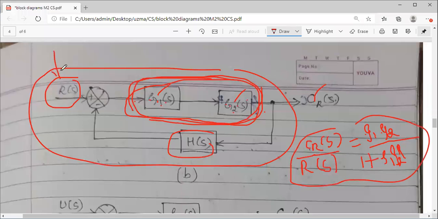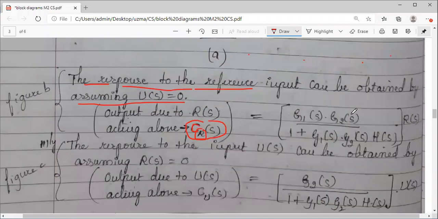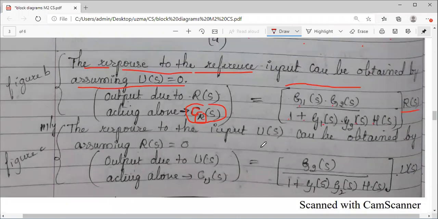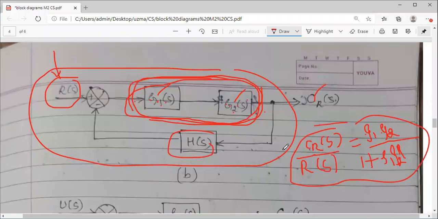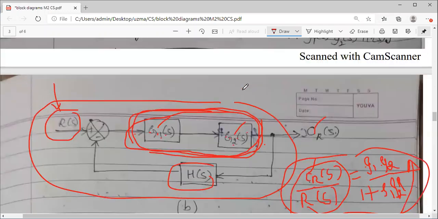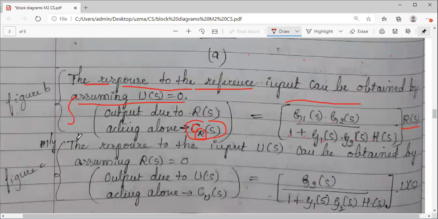When you take only R of S, I'm not considering U of S. This is the first-time analysis. So I've written that your output CR of S is equal to G1 into G2 divided by 1 plus G1 G2 into H, times R of S. I have taken R of S here in the sense that from this ratio you can keep C on the LHS and multiply R on the other side. Okay, that I have done here. This is your first analysis.